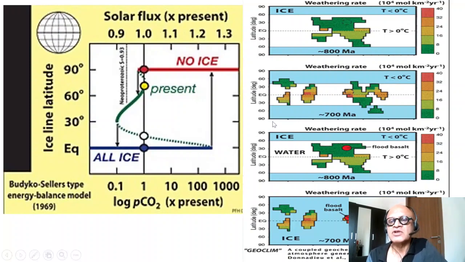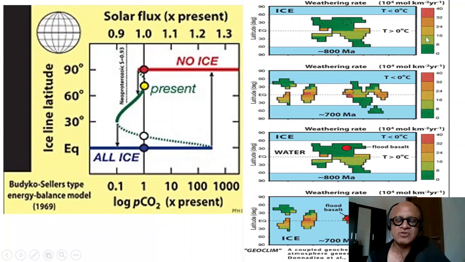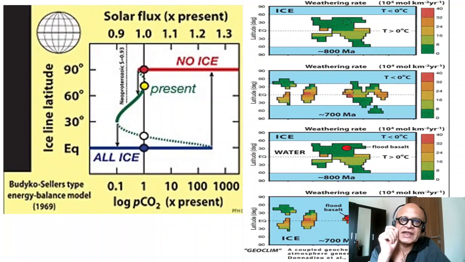So in the models, what they do is essentially look at the land distribution in the past, 700 million years and 800 million years, for a couple of scenarios, and then look at the weathering rates. So we are back to carbon cycle now, looking at calcium carbonate, and so on.